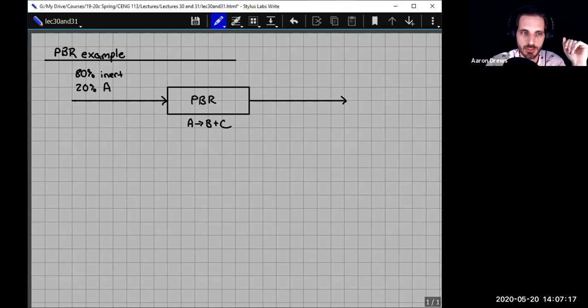The feed rate total is going to be 18 kilomoles per hour. It's a gas phase system, so it's going to come in with a temperature of 500 K, and it's going to come in with a pressure of 6 bar.